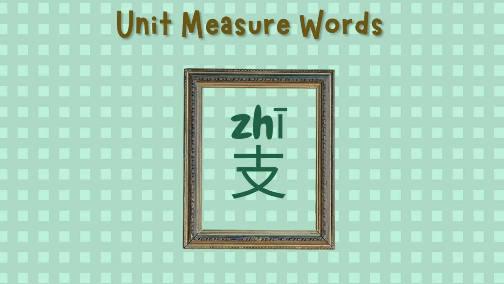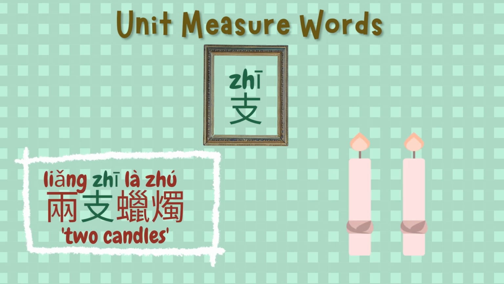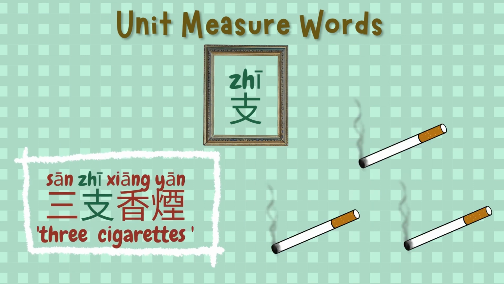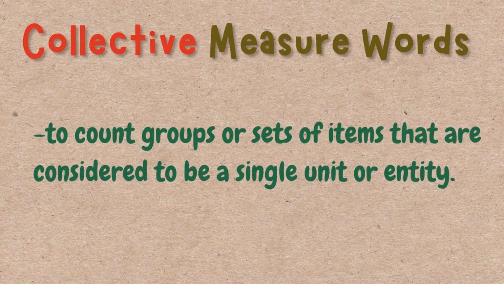The measure word 支 is used to count long, thin, and straight objects, such as cigarettes, and certain musical instruments, such as the flute or pipe. For example, 一支笛子 one flute, 两支蜡烛 two candles, 三支香烟 three cigarettes, 四支手机 four cell phones.